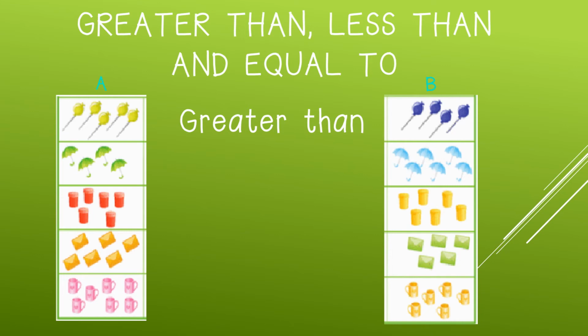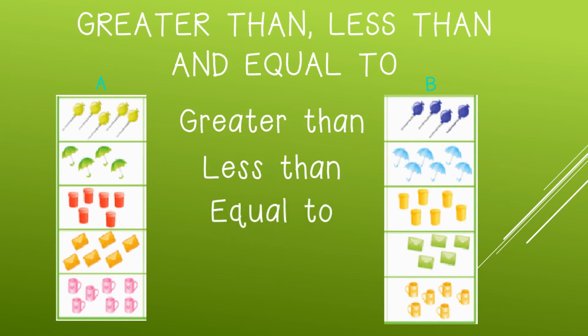My second row, I have 1, 2, 3, 4 umbrellas in column A, and in column B, I have 1, 2, 3, 4, 5, 6. So now I'm going to say that column A with the 4 umbrellas is less than column B with the 6 umbrellas. In the next row, I have 1, 2, 3, 4, 5, 6 cans in column A, and in column B, I have 1, 2, 3, 4, 5, 6. So in both column A and in column B, I have 6 cans. So I am going to say that column A is equal to column B.